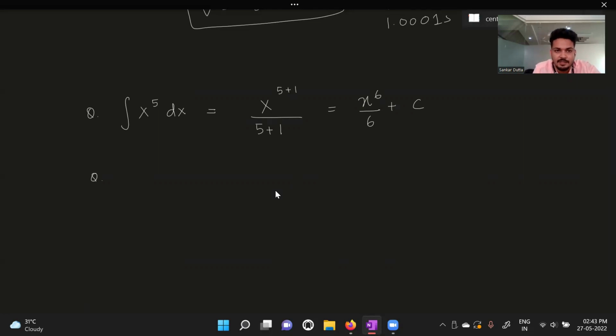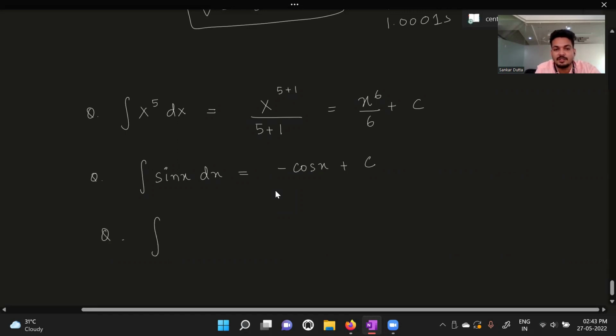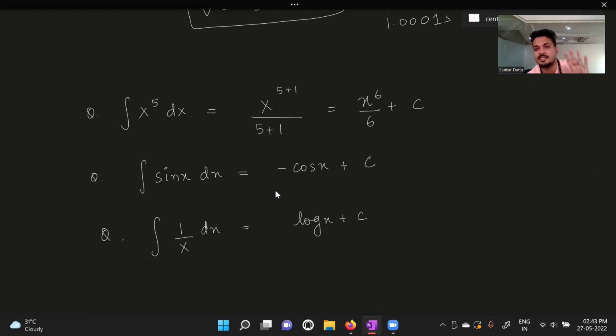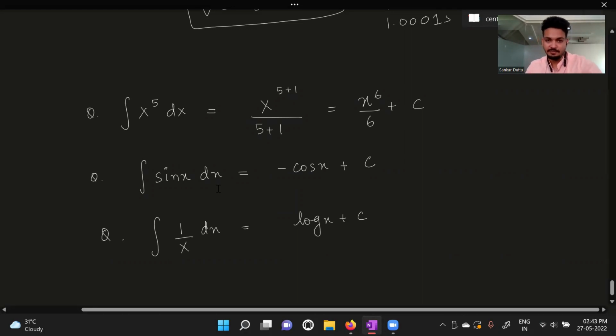Okay, let's say I want to do the integration of sin x. By formula, the integration of sin x would be minus cos x. Integration of 1 by x dx will be what? Log x. These are direct formulas. Integration formulas are slightly easier than differentiation, right? So you have fewer formulas to remember.